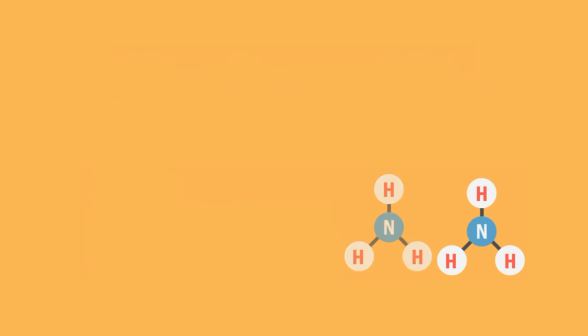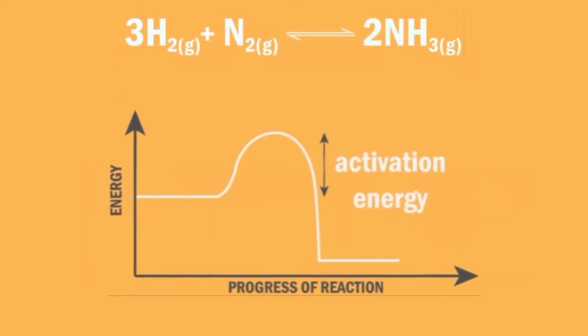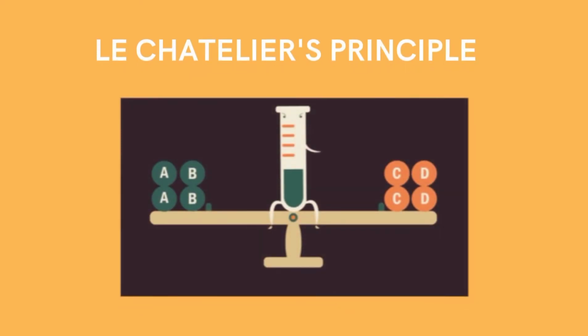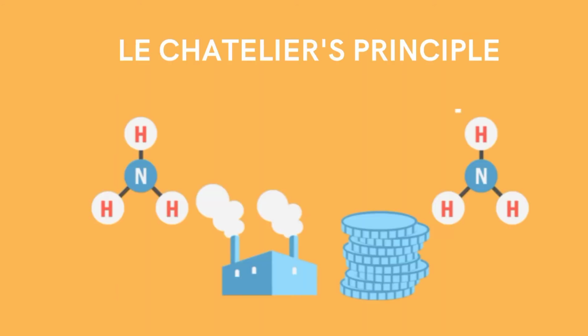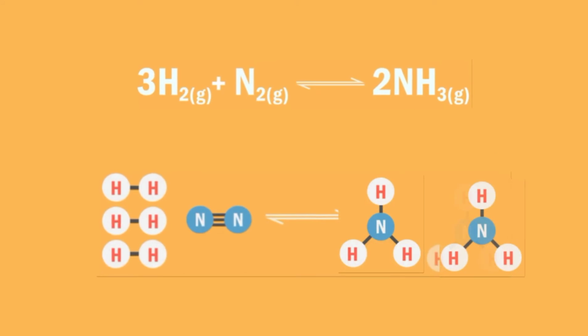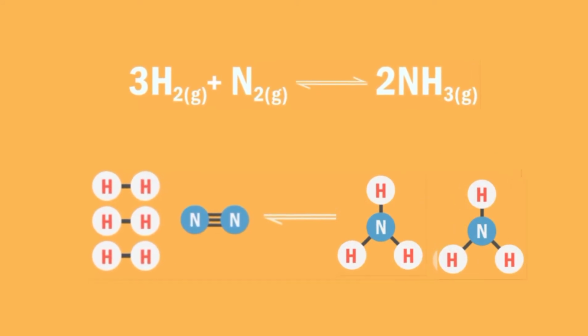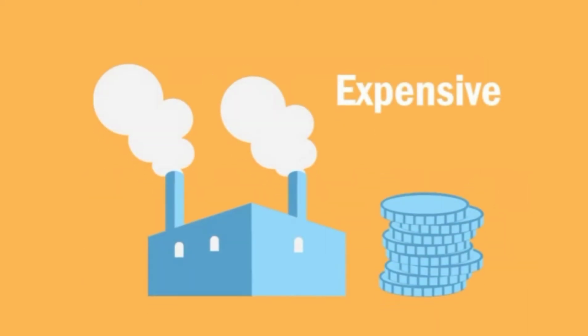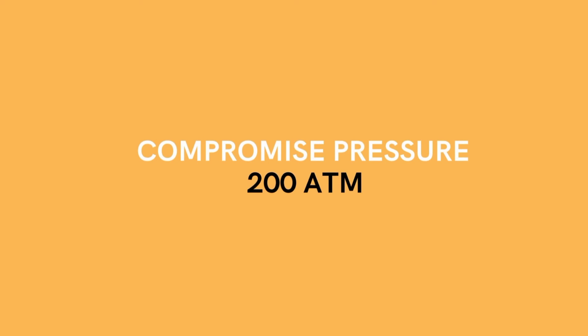The Haber process uses Le Chatelier's principle to maximize ammonia production, while keeping operating and production costs in mind. Le Chatelier's principle tells us that increasing pressure will favor the side with fewer moles. For our case, the production of ammonia, it would make sense to conduct the reaction at a very high pressure. But we must also remember that it is expensive to build and operate a plant that can withstand such high pressures. Therefore, a compromise pressure of 200 atmospheres is used.